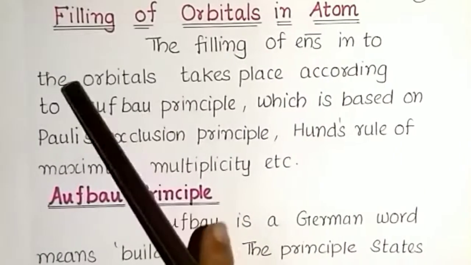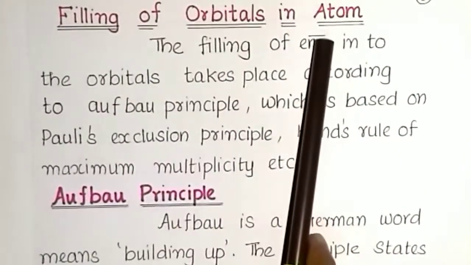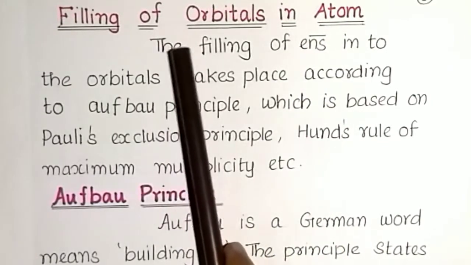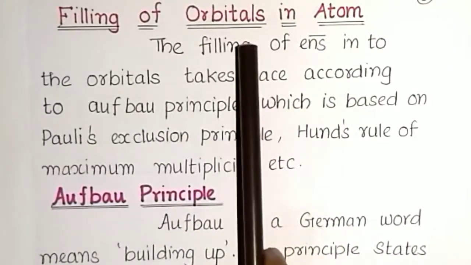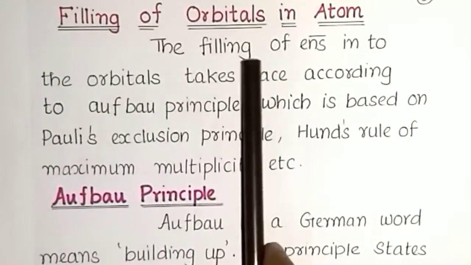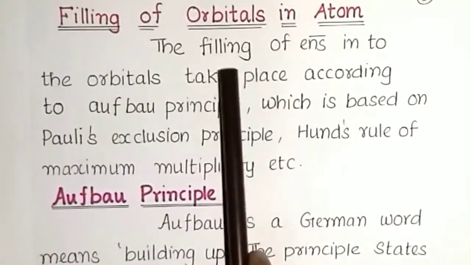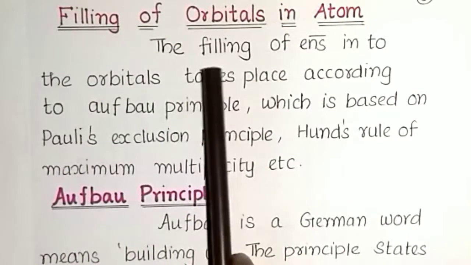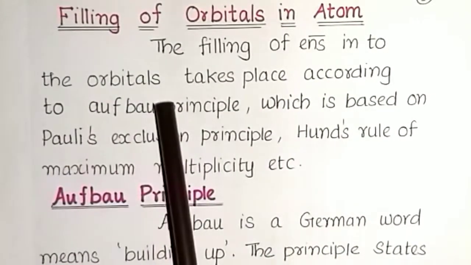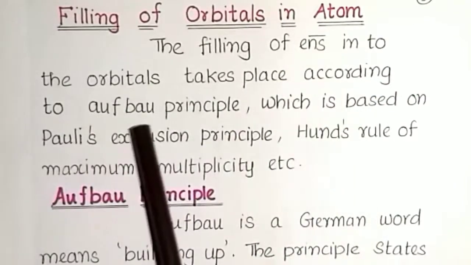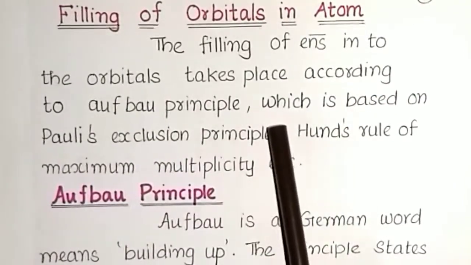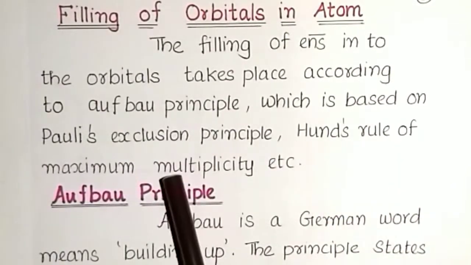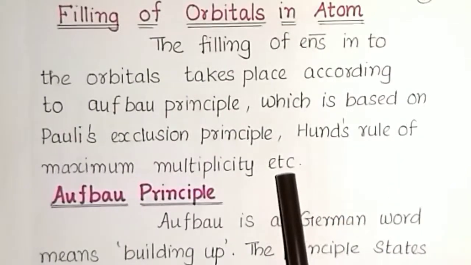Our portion is filling of orbitals in an atom. That means the filling of electrons in the atomic orbitals, that is 1s2, 2s2, 2p6, like that. This filling takes place on the basis of certain rules. The filling of electrons into the orbitals takes place according to the Aufbau principle, which is based on Pauli's exclusion principle, Hund's rule of maximum multiplicity, etc.